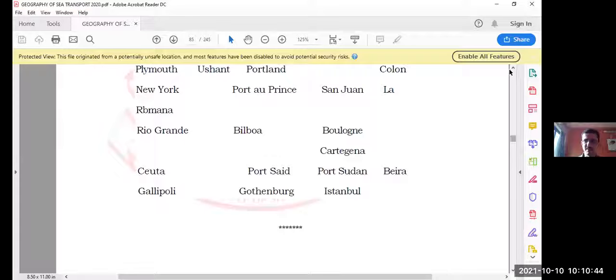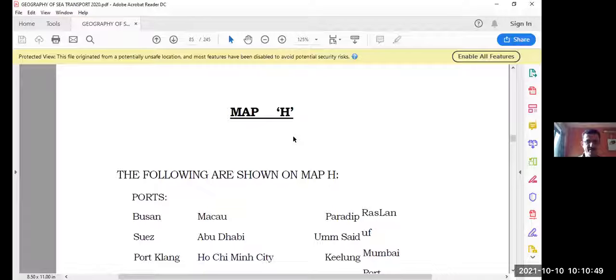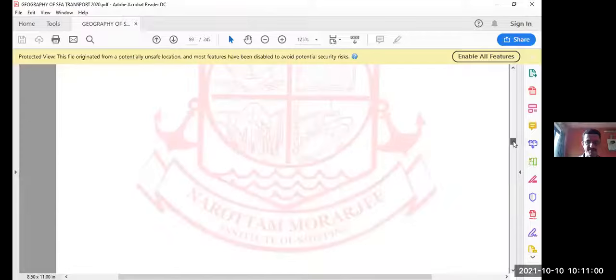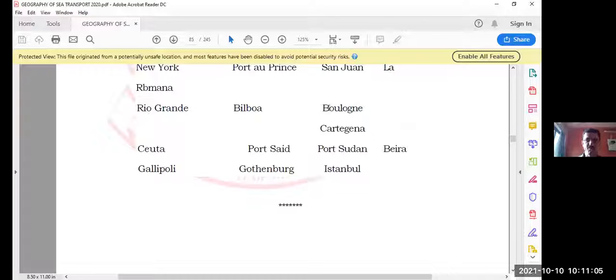Map H. H is what? A, B, C, D, E, F, G, H. That makes eight. That way, if you go down, then after H comes I, then you have J, K, and so on, there are quite a lot of maps. And this is only map work one, all right? World maps. So what we try to discuss here, friends, is that I take out the question set, I take out the map and I try to relate them. Okay, that's the only way you can do revision. There is no substitute or alternative to this.